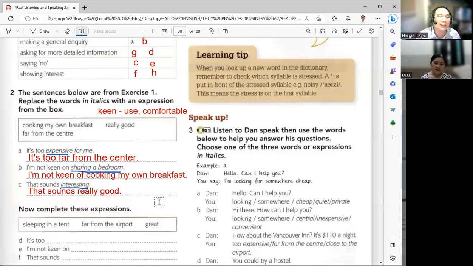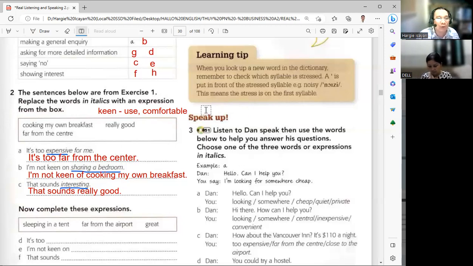Now look at these particular expressions, Toy. Do you think these expressions are also the same as letter A, letter B, letter C? When you say it's too expensive for me, do you think it's too far from the center is the same? Actually not, right? Because the first one means you cannot afford it, because it's expensive. The second one, but remember, the words it's too can also be used with this expression: it's too far from the center. Aside from that, can we make another expression using it's too? Can you think of other sentences that have it's too?